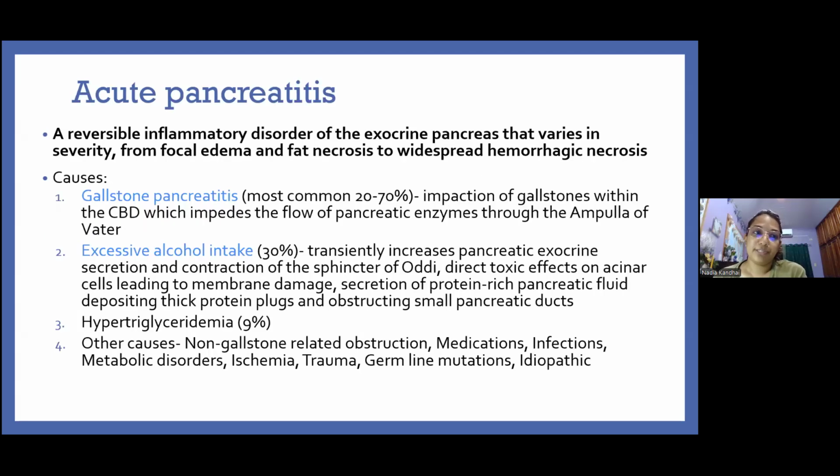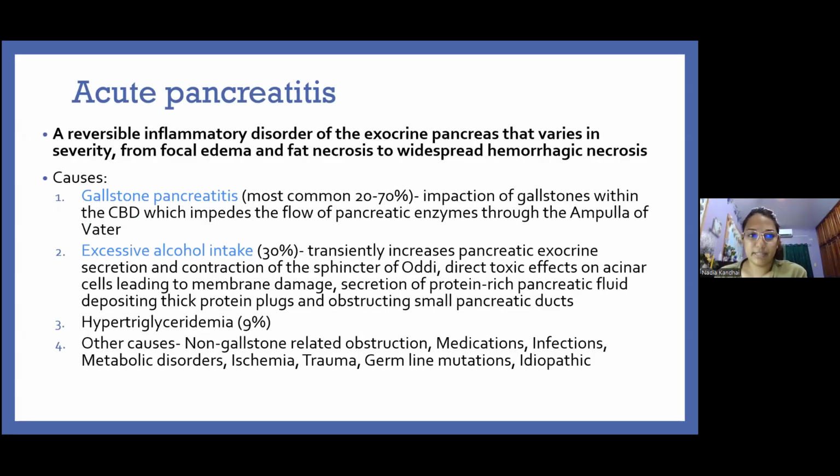Acute pancreatitis is a reversible inflammatory disorder of the exocrine pancreas that varies in severity from either focal edema and fat necrosis to widespread hemorrhagic necrosis. The most common cause, in 20 to 70%, has been found to be gallstones. The impaction of gallstones within the CBD impedes the flow of the pancreatic enzymes through the ampulla of Vater.